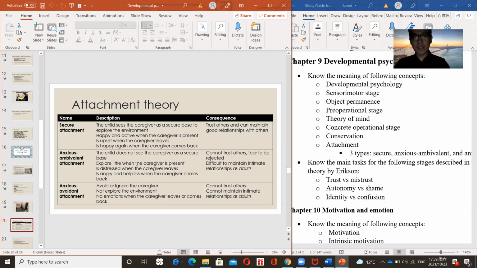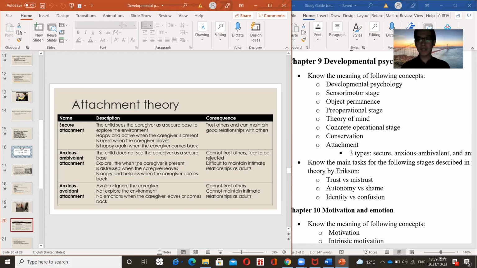So that is the characteristics of secure attachments. But for anxious ambivalent attachments, the child cannot see the caregiver as a secure base. The child does not believe the caregiver can provide enough security, but the child wants that. The child tries to perceive the caregiver as a secure base, but fails to do that. So the child's attitude toward the caregiver is very complex, ambivalent. Wants the caregiver, but at the same time does not want the caregiver.